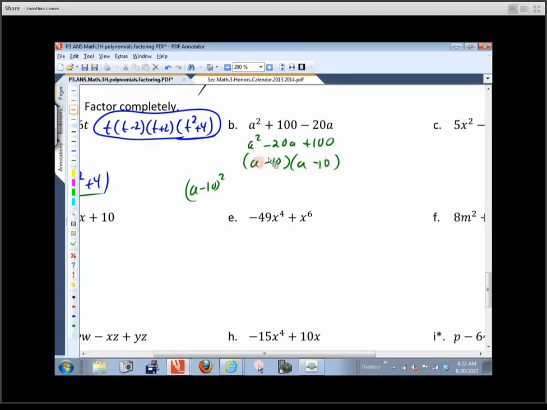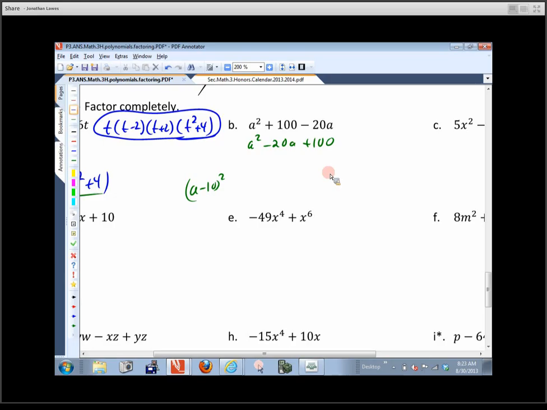If we just double check this visually, do these two multiply to be a squared? Yep. Do these two multiply to be positive 100? Yep. Those two multiply to be negative 10a, and those two multiply to be negative 10a. So if I have negative 10a plus negative 10a, what do I have altogether? Negative 20a. Does that produce the right middle term? Yep, it does. And what's the easiest way to write a minus 10 times a minus 10 since I've got a repeated factor? There's 2 of them. Just use an exponent. Square that. Any questions?